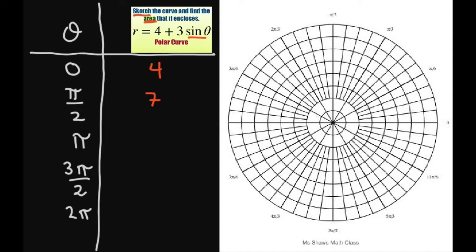So at pi, we're back to 4. At 3 pi divided by 2, we're at 1. And at 2 pi, we're back to 4. So basically, we're going out 4, 1, 2, 3, 4, 1, 2, 3, 4. And on pi divided by 2, we're at, where's that? 7, yeah. 1, 2, 3, 4, 5, 6, 7. All right. At 3 pi divided by 2, we're at 1.